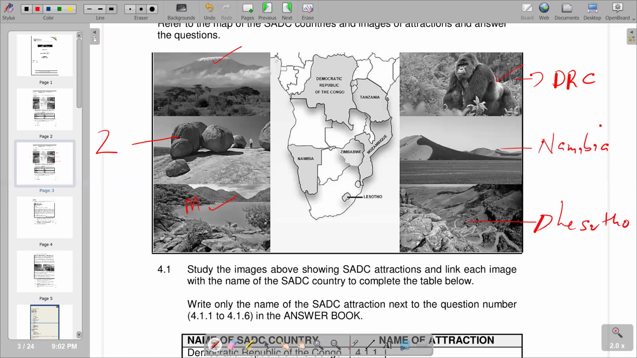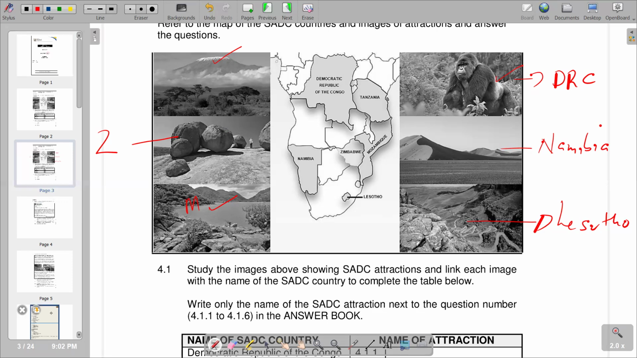We're saying DRC, we've got the Virunga National Park; in Namibia, we've got the Namib Desert; and then obviously Tanzania, it's Mount Kilimanjaro; Zimbabwe, Matopo Hills; and for Mozambique, we said it's Lake Nyasa. And then for Lesotho, we are so basically that's the descriptions that we have.